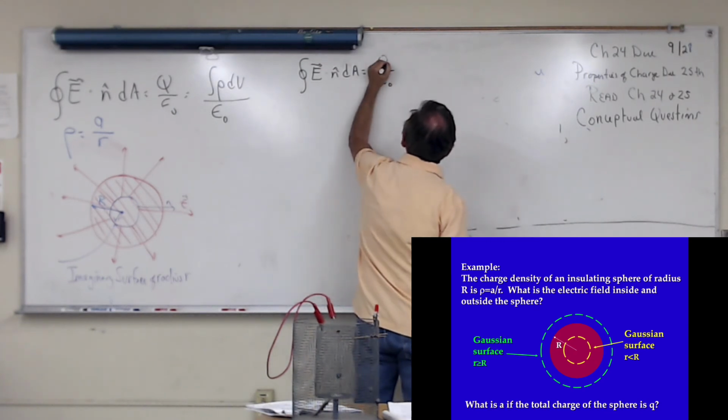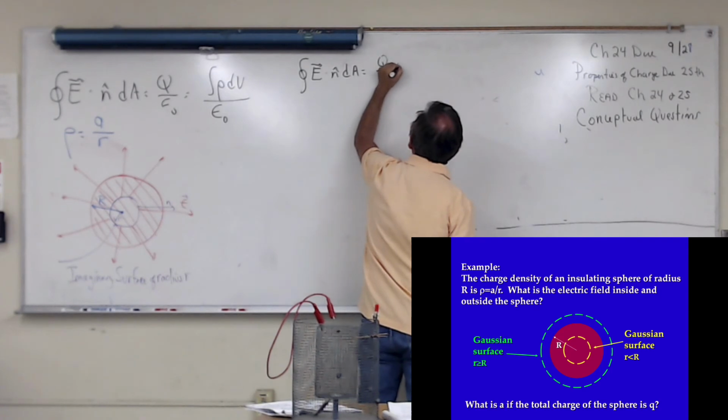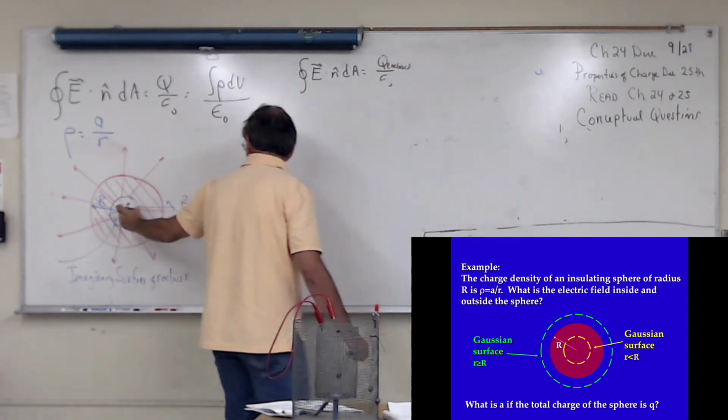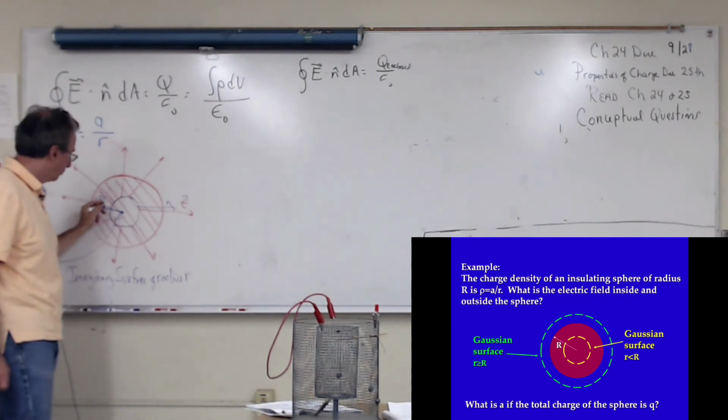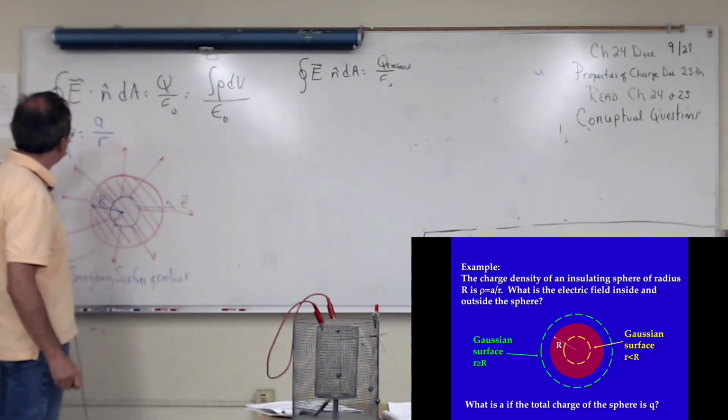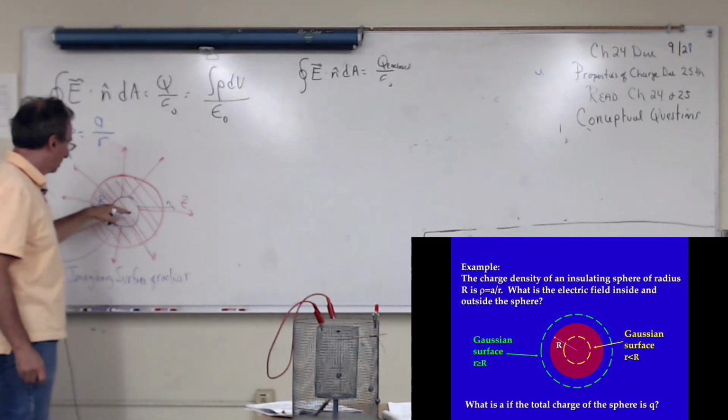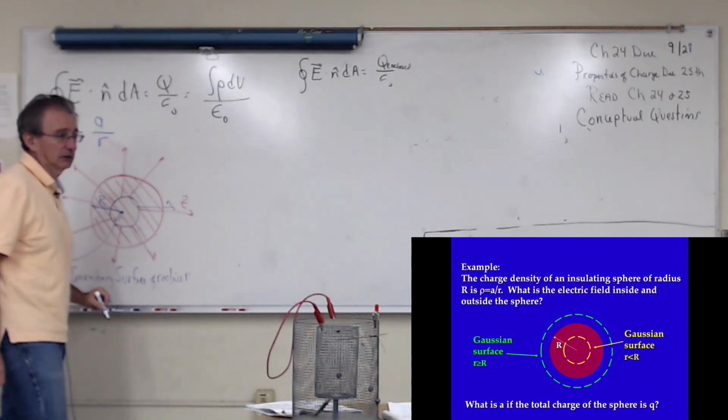But this is what's enclosed inside this thing. In order for me to figure out what's enclosed in here, I have to integrate this thing from 0 to r.